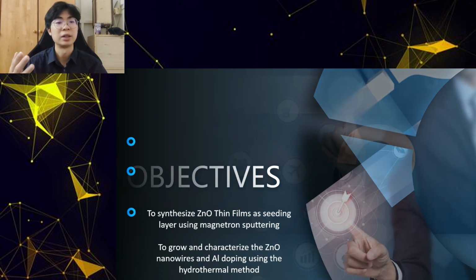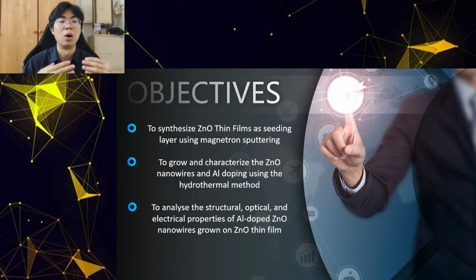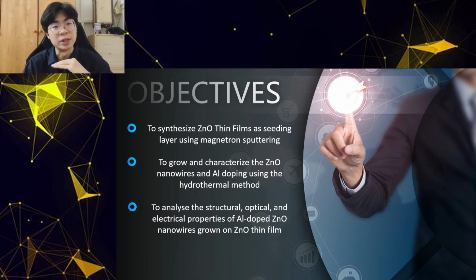My title is mainly focused on synthesizing the zinc oxide thin film as a seeding layer using RF sputtering, growing and characterizing zinc oxide nanowire with aluminium doping, and lastly analyzing the structural, electrical, and optical properties of aluminium-doped zinc oxide nanowire grown on the zinc oxide thin film.